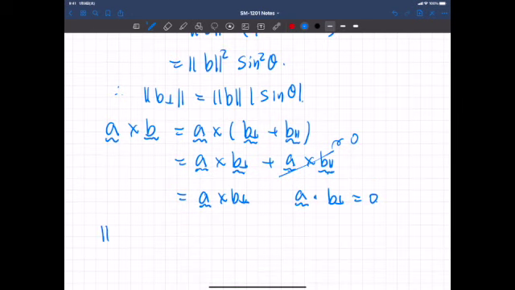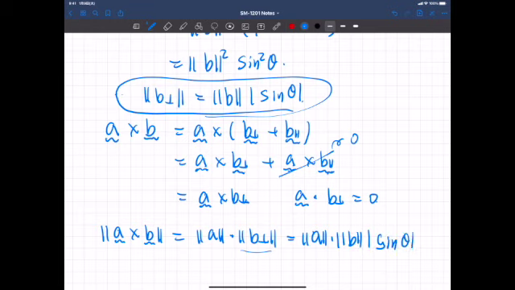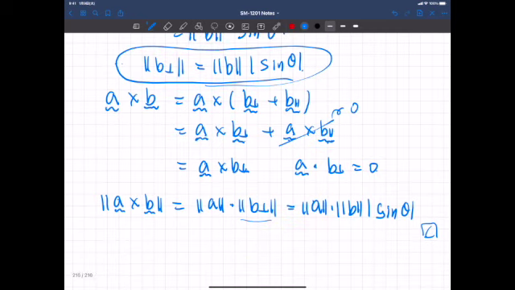So that means the modulus of this is equal to the modulus of A times the modulus of B perpendicular. But the modulus of B perpendicular is this. So that is the modulus of A times the modulus of B times the modulus of sine theta. So that's the result we wanted to prove, and we are done.